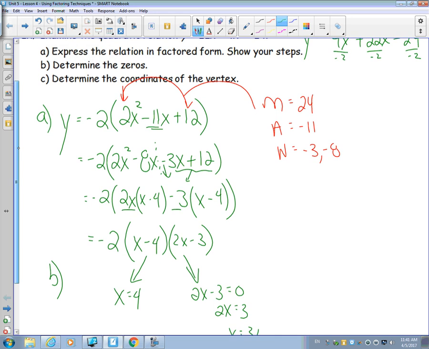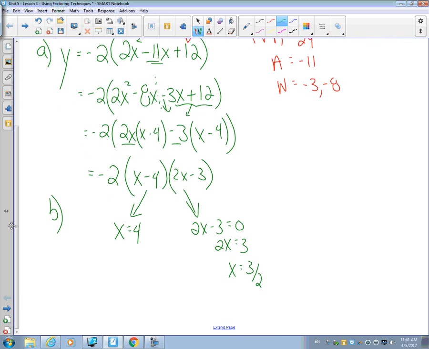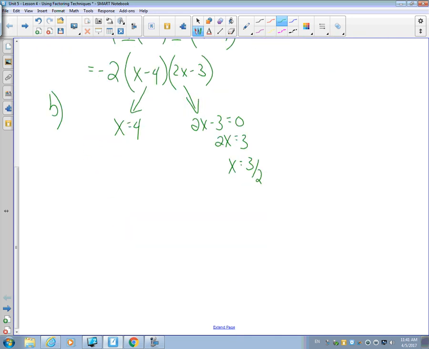And then part C, the vertex. I have options on my vertex. Option 1, I can find the axis of symmetry by averaging my zeros. So 4 plus 1.5, that's just the decimal version, divided by 2. That gives me 5.5 over 2, or 2.75. That's option 1. And some people love that option, averaging your zeros.